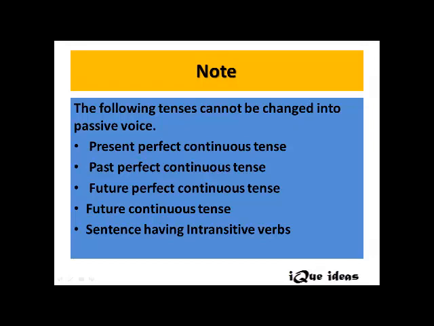Future perfect continuous tense cannot be changed into passive voice. Future continuous tense also cannot be changed into passive voice. So these 4 tenses out of 12 cannot be changed into passive voice. Means only 8 tenses can be changed from AV to PV, right? And one more reminder to you all, sentences that have intransitive verbs, right? When I say intransitive verbs, the action will not get passed on to the object. These sentences also cannot be changed into passive voice, right?